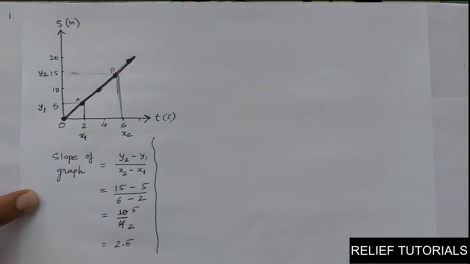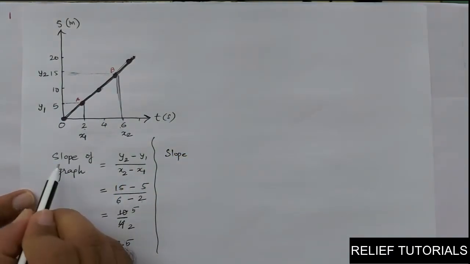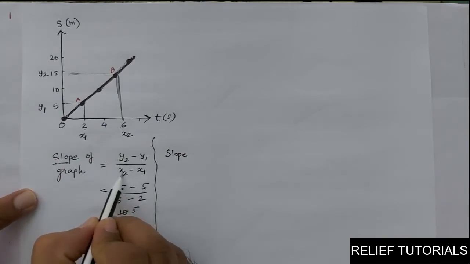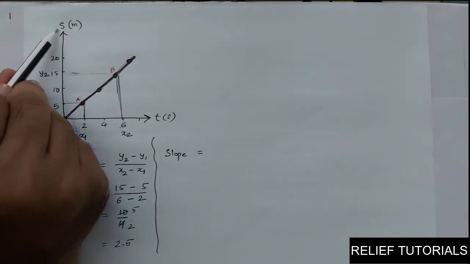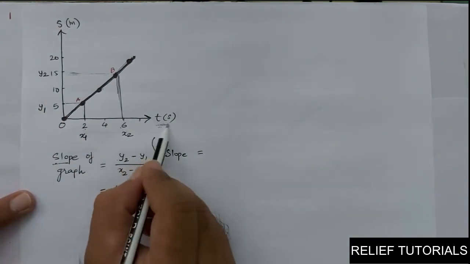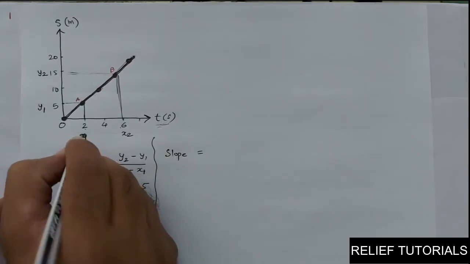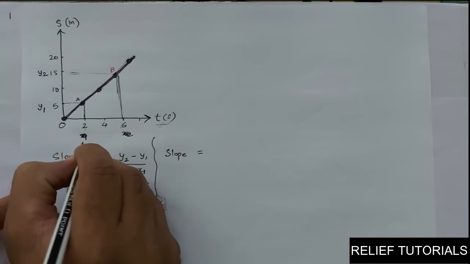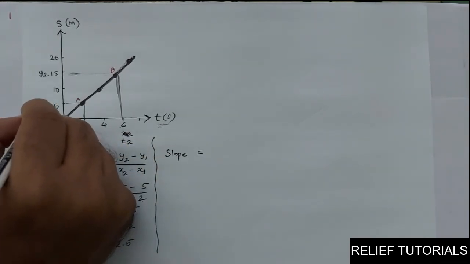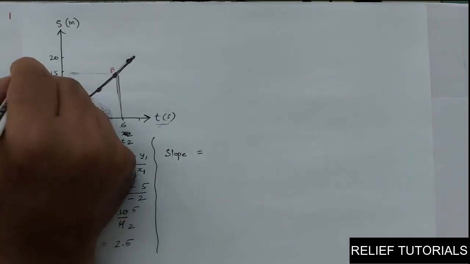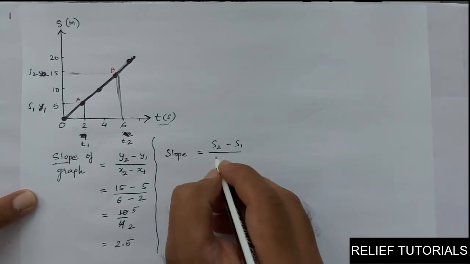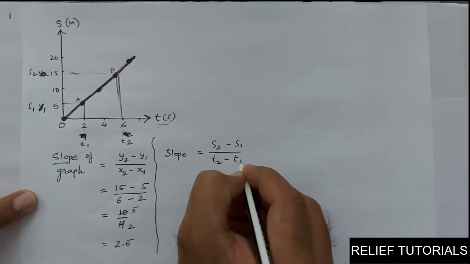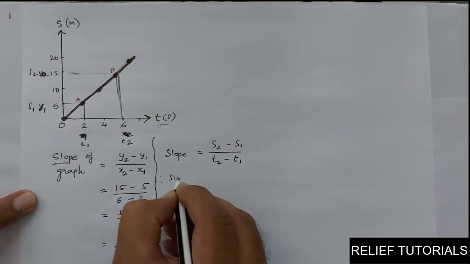Now if you think physics-wise, let us find the slope again of this graph. The formula for the slope remains the same, y2 minus y1 upon x2 minus x1. But here in place of y we have s, and in place of x we have t. So this is t1, t2, and here should be s1 and s2. So the slope formula is s2 minus s1 upon t2 minus t1.